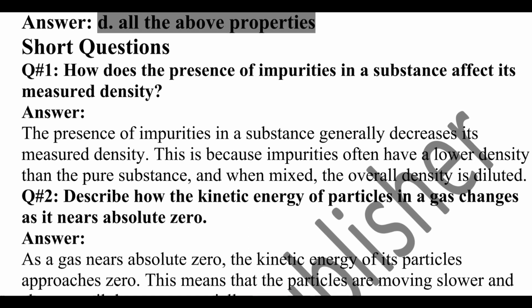Short question answers. Question number 1. How does the presence of impurities in a substance affect its measured density? The presence of impurities in a substance generally decreases its measured density. This is because impurities often have a lower density than the pure substance, and when mixed, the overall density is diluted.